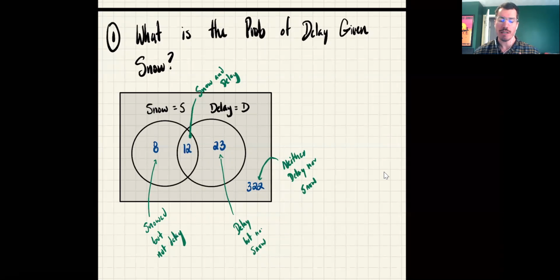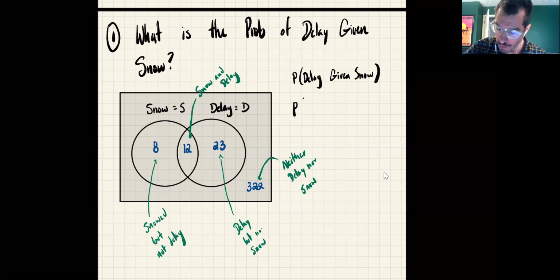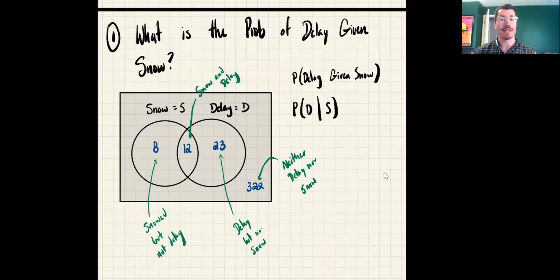What's the probability of a delay given that there's snow? So this idea of given, we would write this as the probability of a delay given snow. Or oftentimes we'll shorthand this. Actually, a fair number of times we're going to shorthand this to the probability of delay | snow. So that vertical bar tells us we're looking at a given or a conditional probability.